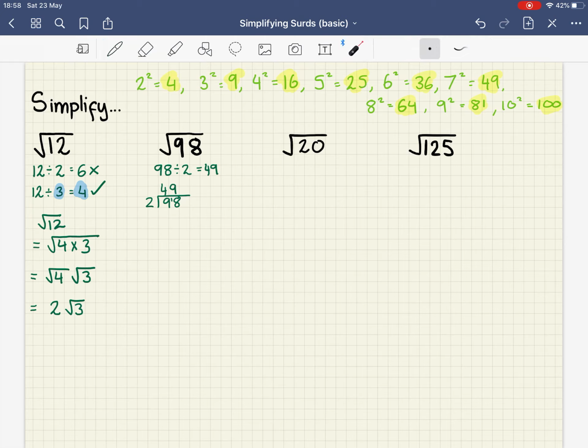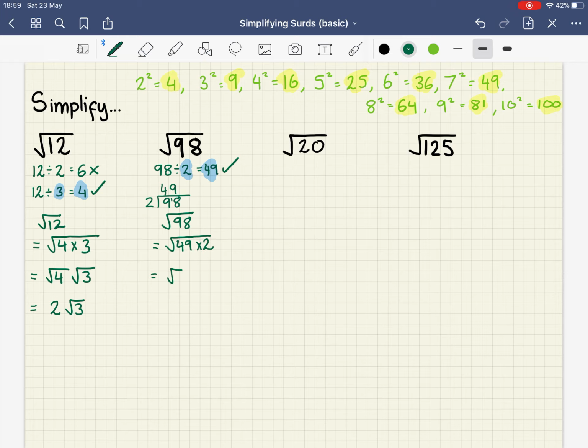So I look at my list and I see if I can spot 49. Yep, there it is. 49 is going to work. So I'll give that a little tick. And so those are the numbers which I'm going to use, that 2 and that 49. So my root 98 is going to become 49 times 2.